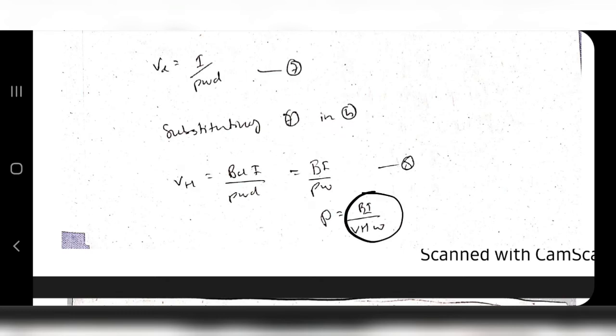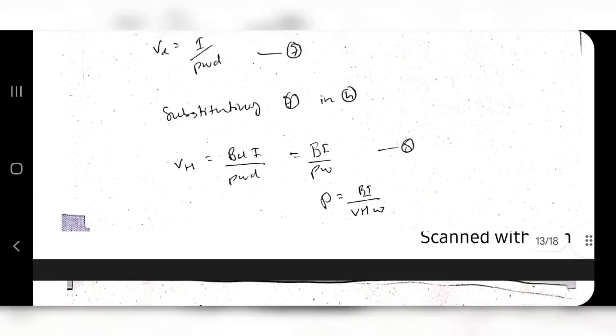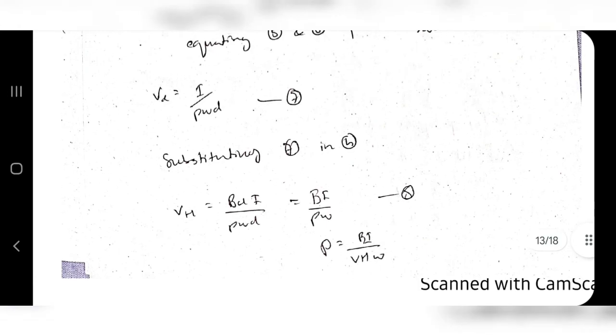So P will be equal to BI by VHW. P is the coefficient of voltage. Okay, sorry, VH is the coefficient of Hall voltage.